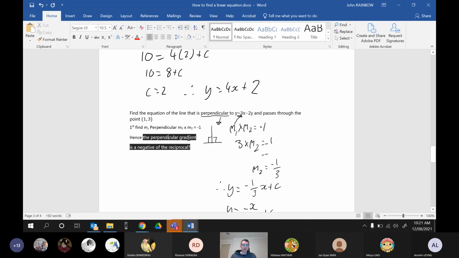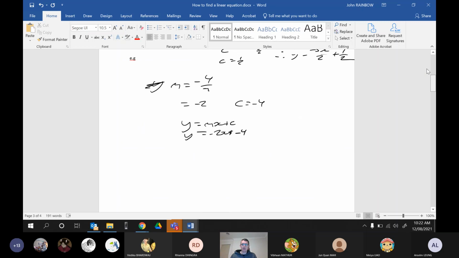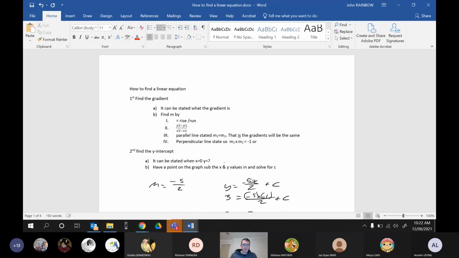Hence the perpendicular gradient is a negative, is the negative reciprocal. Cool. That should help you. That's it. So you could actually add that, and we should probably add that up in the notes up here. This, or M equals negative reciprocal. As short notes. You've got to put the negative symbol and then the reciprocal, and then put it in there, and you're done. Expand it, simplify. That's it. So add those to your notes, but that's pretty much it.